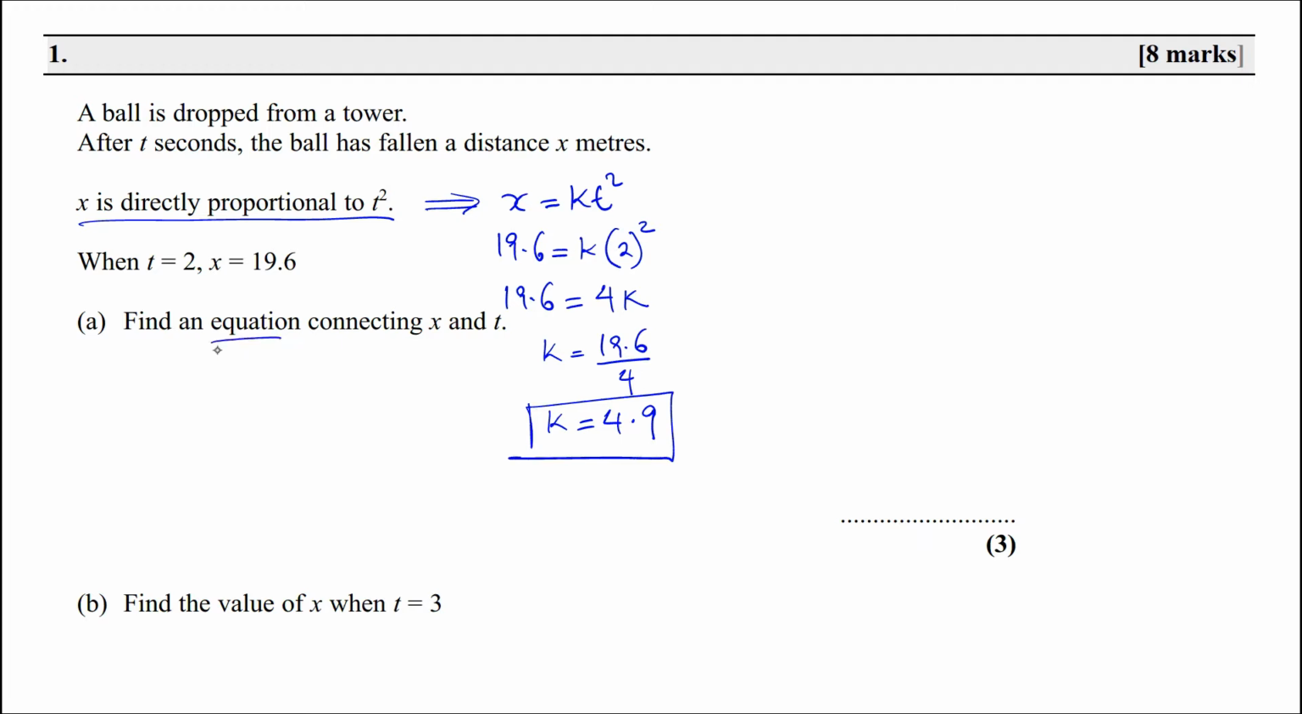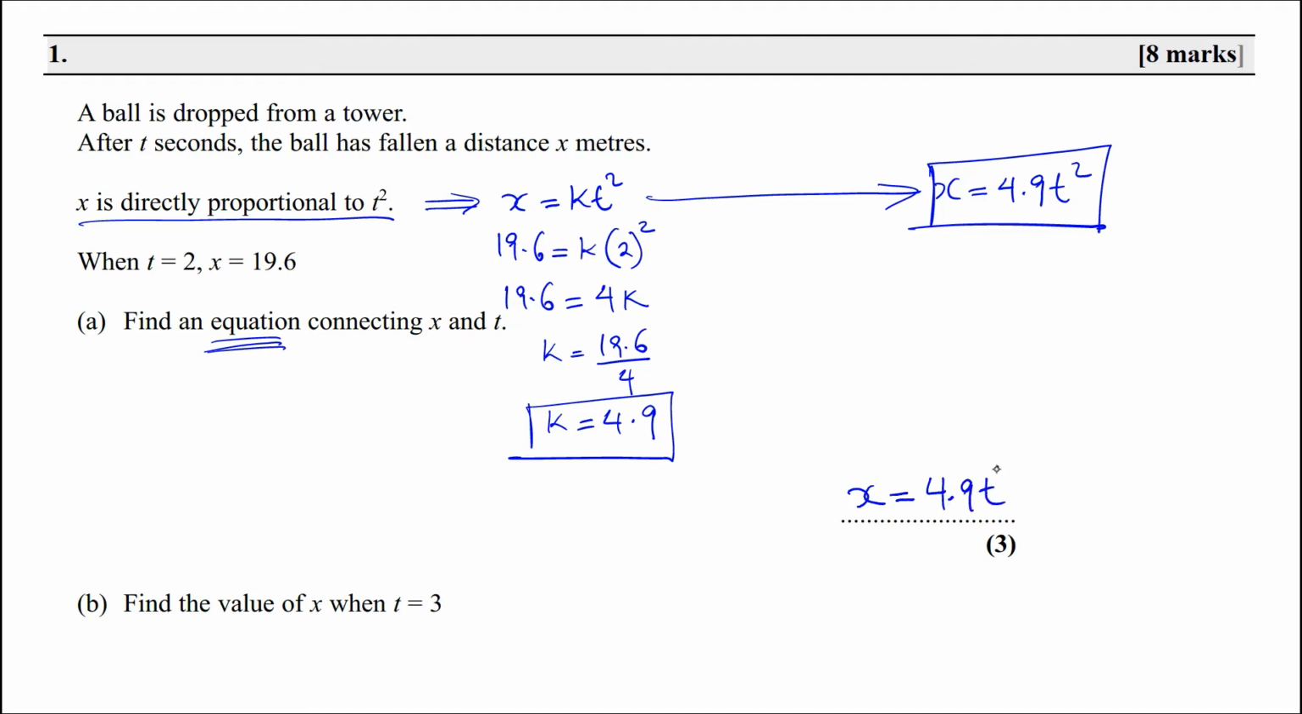And then we want an equation. And basically an equation means that we want this, but with a known value of k. So you plug in the value of k, so x will be equal to 4.9 t squared, and that will be the required equation. So x is equal to 4.9 t squared.